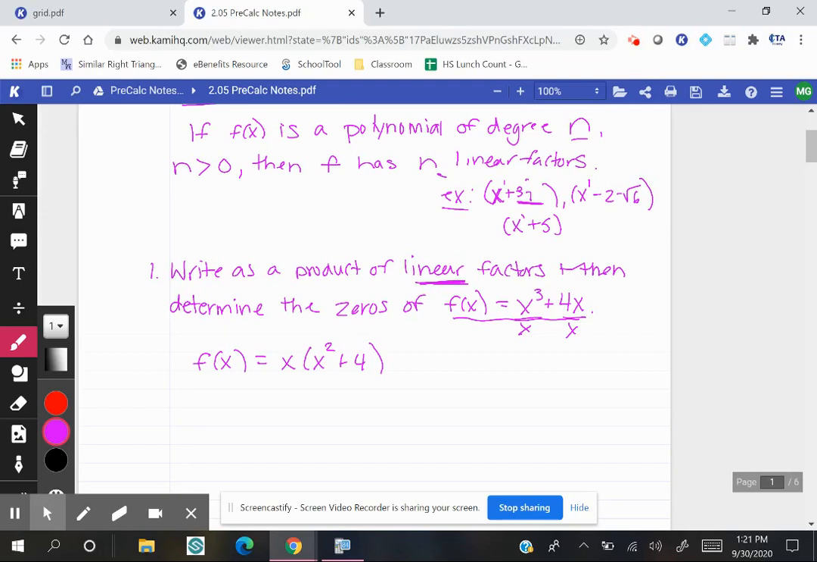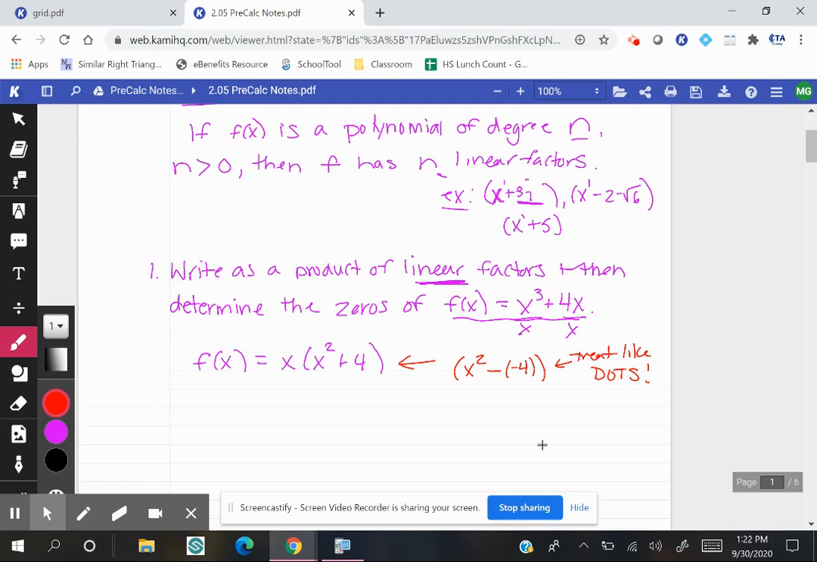Further, because we want to get it into linear factors, think about x squared plus 4 as a difference of two squares, but we need to make it look like that first. So we're going to do x squared minus negative 4. Minus a negative 4 is the same thing as a positive, so I haven't changed this at all. I've just made it look different. Now I can treat this like a difference of two squares.